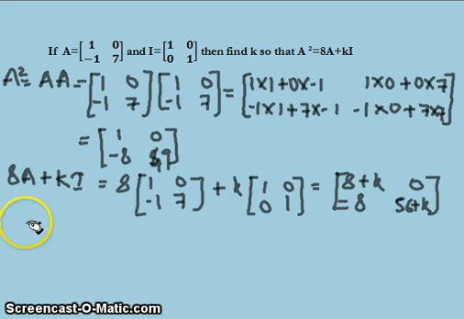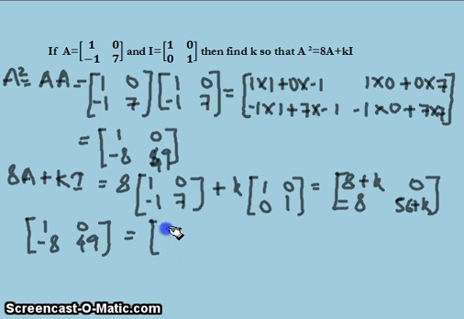Now since it has been described in the question that A square is equal to 8A plus KI, that means we are going to put the value of A square equal to 8A plus KI, and we'll obtain the matrix equation of this form.